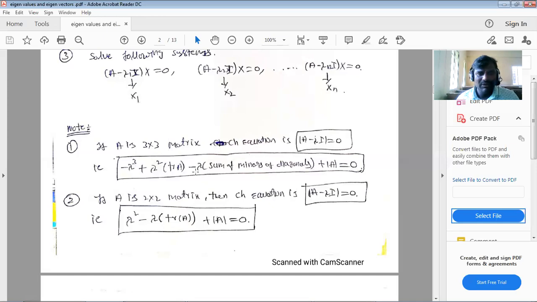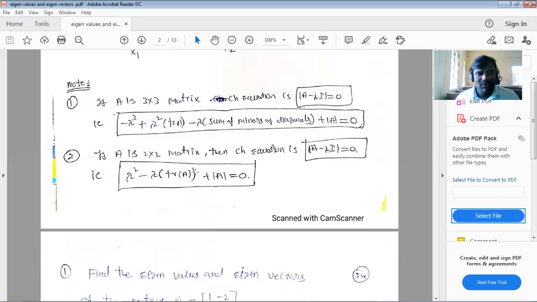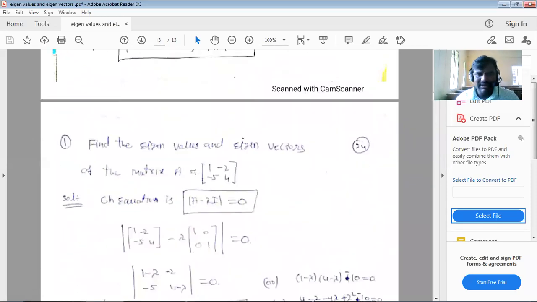Okay, therefore, this is the way to find eigenvalues and eigenvectors of the given matrix. First problem, I'm going to discuss a 2 by 2 matrix, then I'll come back to the 3 by 3 matrix here.